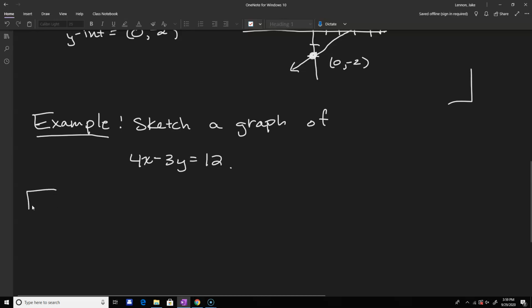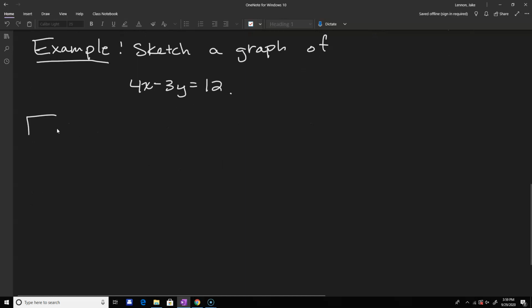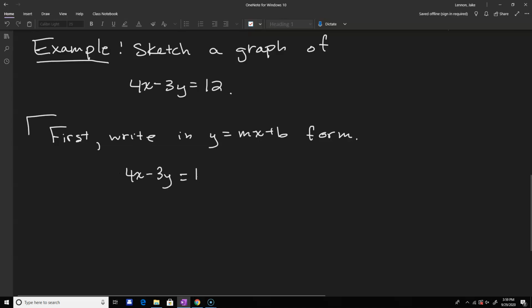The first piece of advice I would say is to first write it in slope-intercept form, or y equals mx plus b form. The easiest way to do that is we're just solving for y. So if we have 4x minus 3y equals 12, the first thing I would do is move the 4x to the other side, so we subtract it to leave the minus 3y all by itself. So we have minus 3y equals minus 4x plus 12.